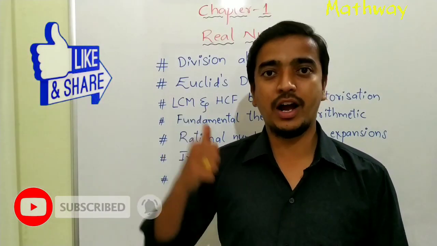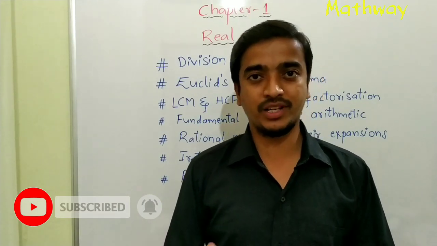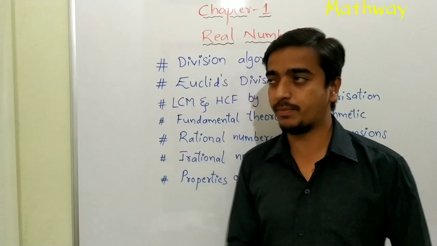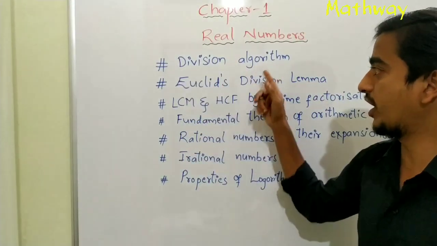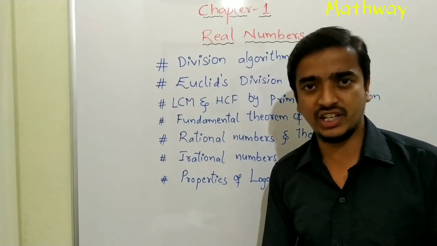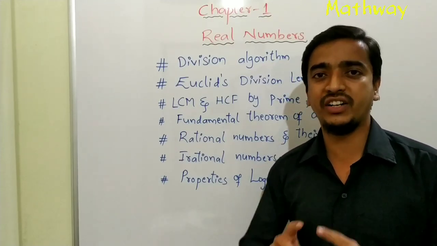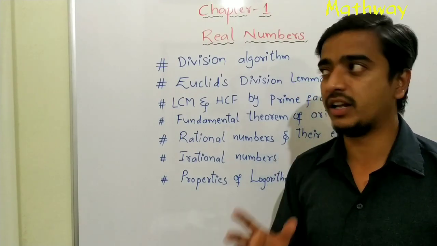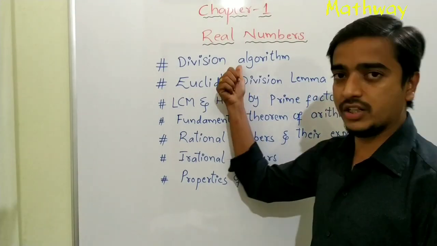In this video, I am going to explain the first chapter, that is real numbers. So let us see what topics you are going to learn in this chapter. Division algorithm. In earlier classes we learnt about divisions, right? We can check whether a division is right or wrong by using the division sentence, that is, dividend equals divisor into quotient plus remainder. That also we can recall in this chapter.